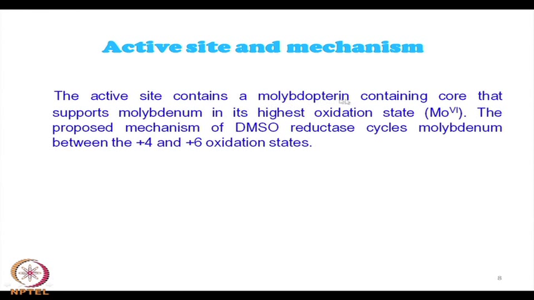This active site is like that of our simple molybdopterin molecule, containing the core supported by molybdenum in the +6 oxidation state, and it can cycle, as we have already seen, between +4 and +6 oxidation states. So, for the mechanism we can now say that it involves molybdenum in the +6 oxidation state, the DMSO and the enzyme, and two possible oxidation states. We will see what type of coordination environment can stabilize the molybdenum center in the +4 oxidation state and what type can stabilize molybdenum in the +6 oxidation state.